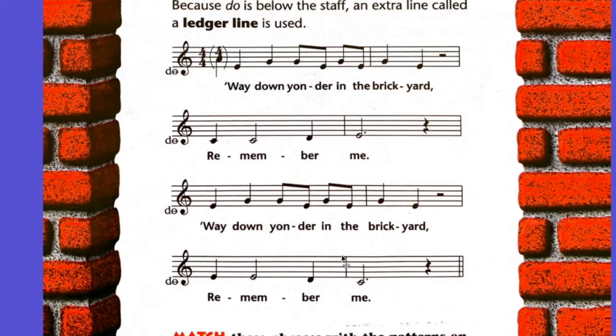But the thing is that do is kind of weird. It's got this line through it, and it's below the staff. What is that? It's called a ledger line. Let's learn about it.